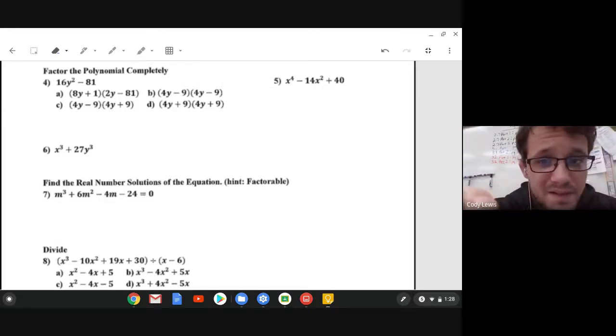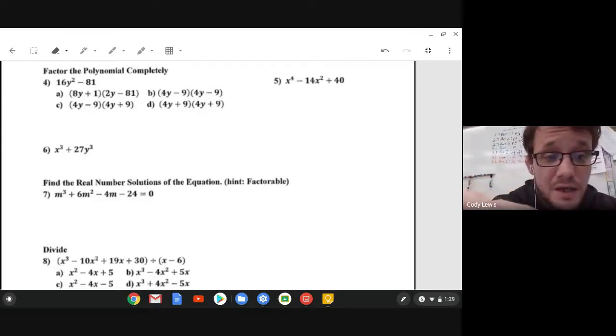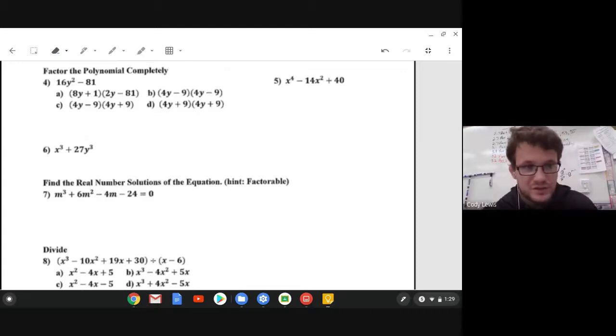So remember we had that factoring GPS where the first thing we're going to do is look and see if there's anything in common, and they don't have anything in common. And then the next thing we're going to do is count the terms. So we count the terms. Actually, I know exactly where it's at.